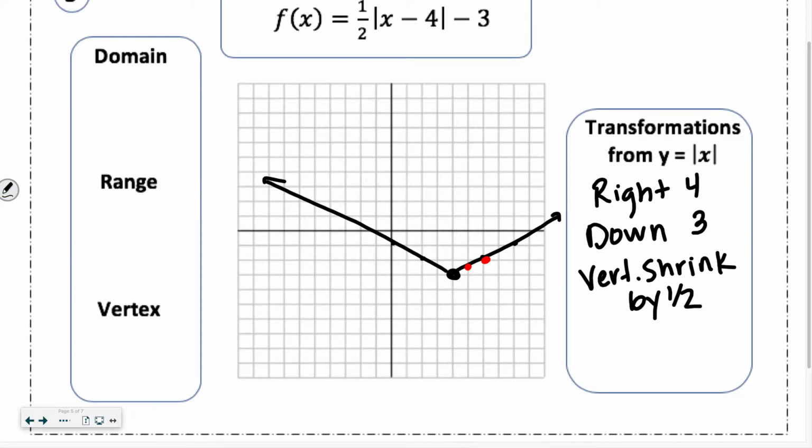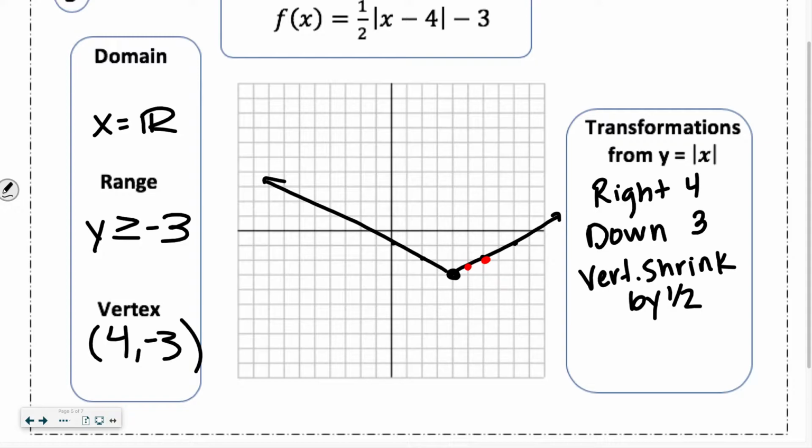Domain, x equals all real numbers. Range, y's that are greater than or equal to -3, and your vertex should be at 4, -3. Okay, feeling pretty confident with those graphs? Okay, let's do number 4.